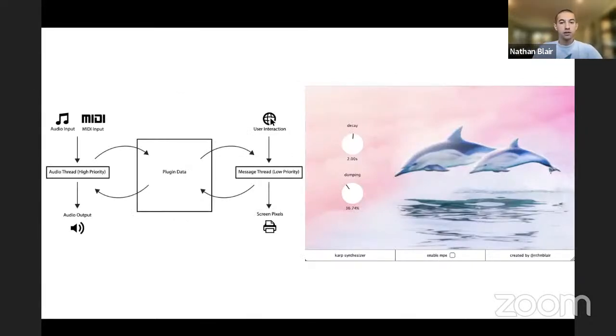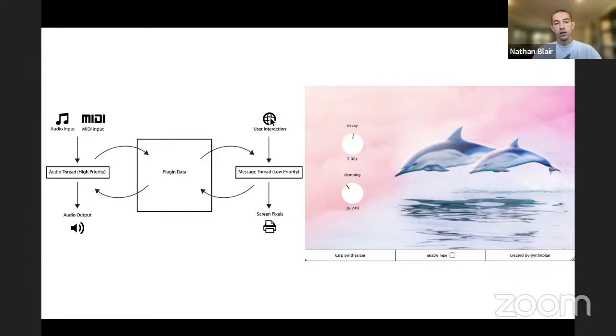And I have this little model of how plugins work within a host. The model that helps me understand what's going on in a plugin is that you have some data stored in the center of your model, and you have two threads interacting with that model. So two processes: a message thread, which mostly handles the user interface and user interaction and outputs the screen pixels, and also an audio thread, which is running at high priority and outputs the sound.